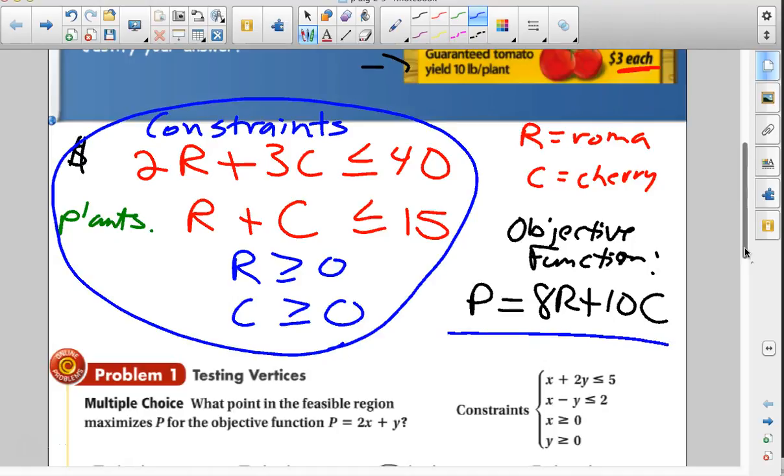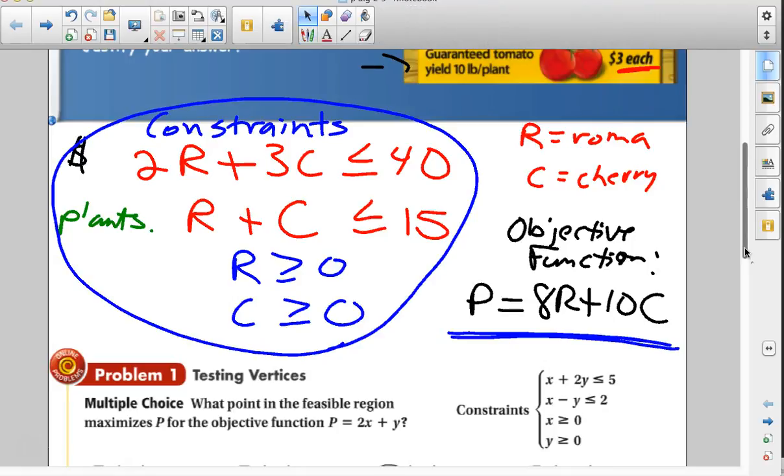Then, once we have those vertices, we put those into the objective function to see which of those points will maximize our profit, or in this case, maximize our pounds of tomatoes. So we do know how to do all of this. It's just putting it all together seems like kind of a monster task.